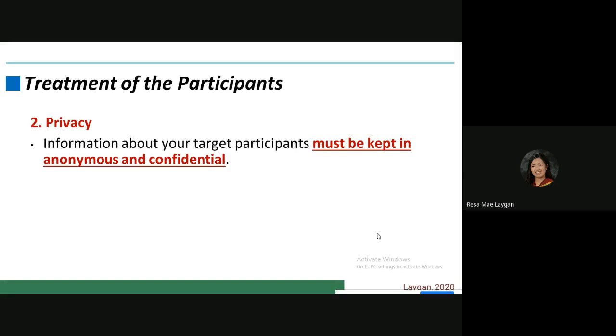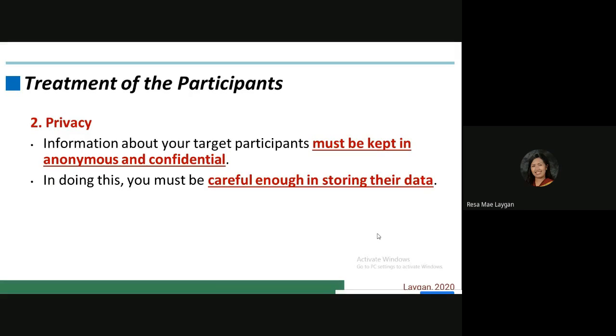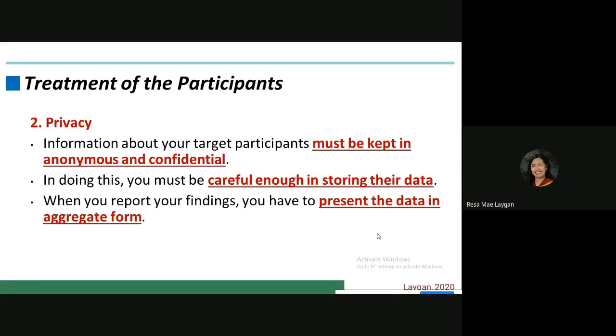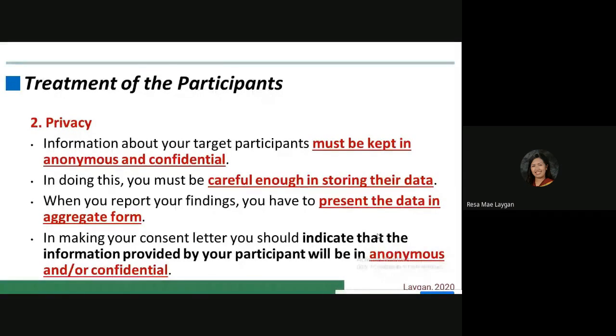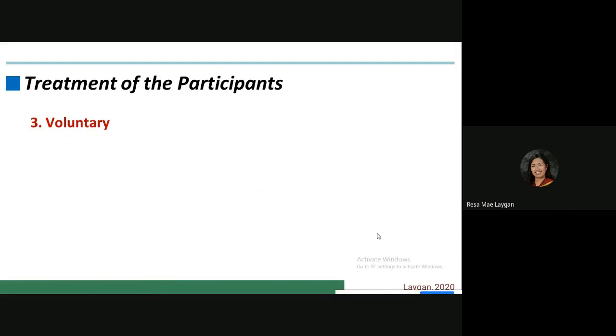That is why, in doing data collection, you must be careful enough in storing the data of your respondents. And when you report your findings, you have to present the data in aggregate form, not individually, just to respect their privacy. So, in making your consent letter, you should indicate that the information provided by your participants will be anonymous or confidential.